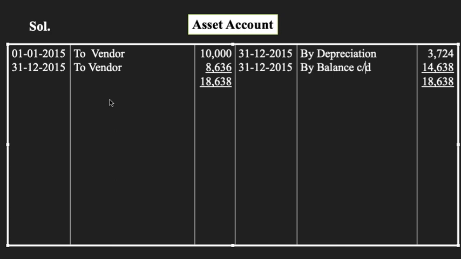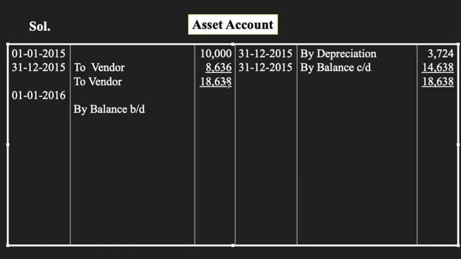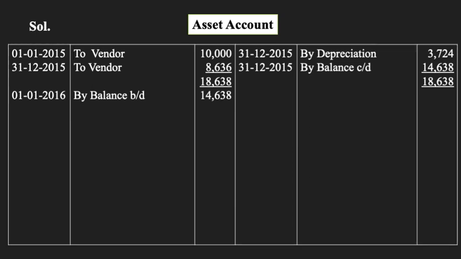Now the same amount, which is 14,914, is carried down. So for the year 2016 we are going to bring it down, that is by balance brought down, right? So take the same amount and write it down here. On 1/1/2016 by balance brought down, the amount is 14,914.